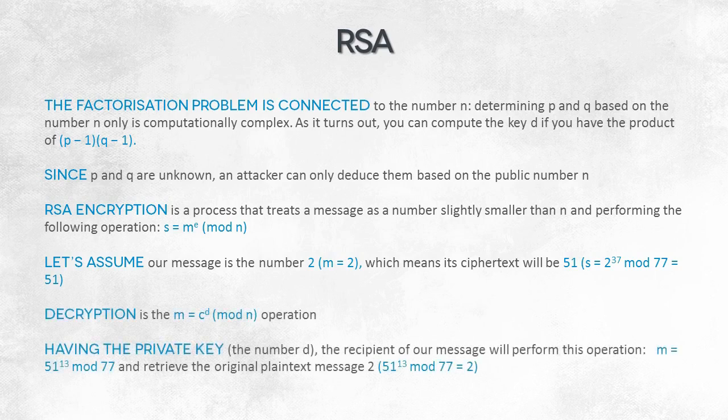Decryption is inverting this process. To decode the ciphertext, raise C to the d power modulo n. In this way, the result will recover 2.